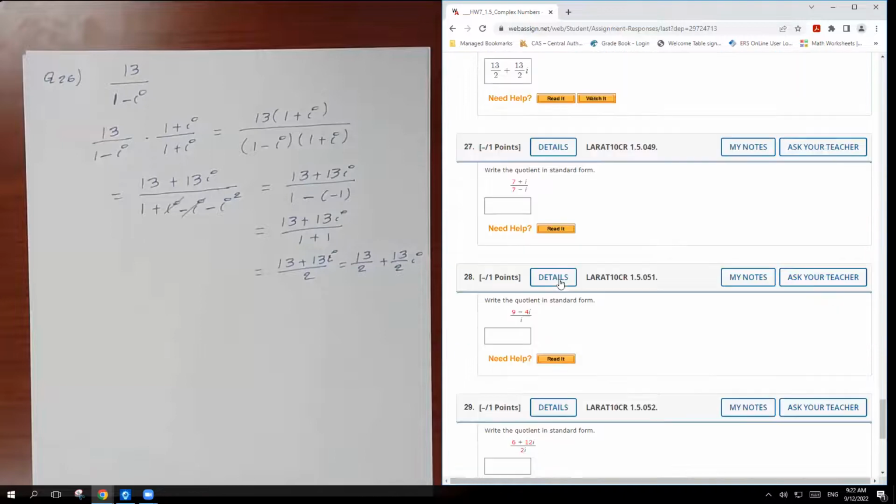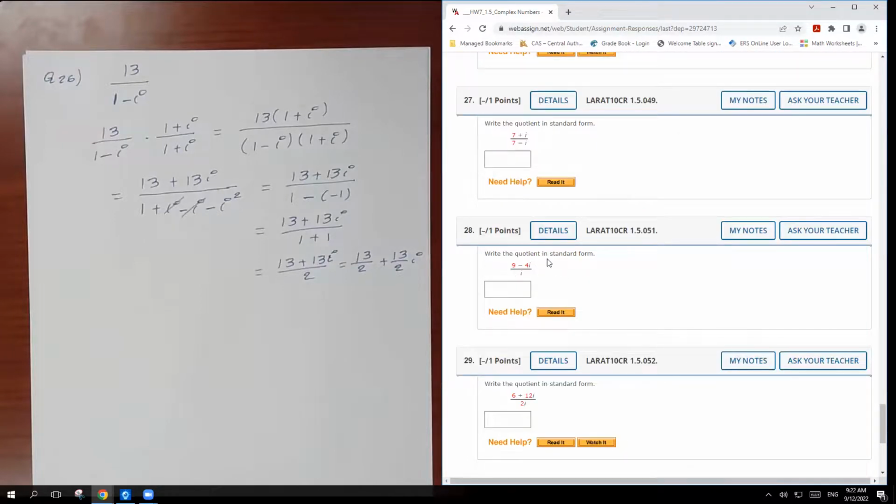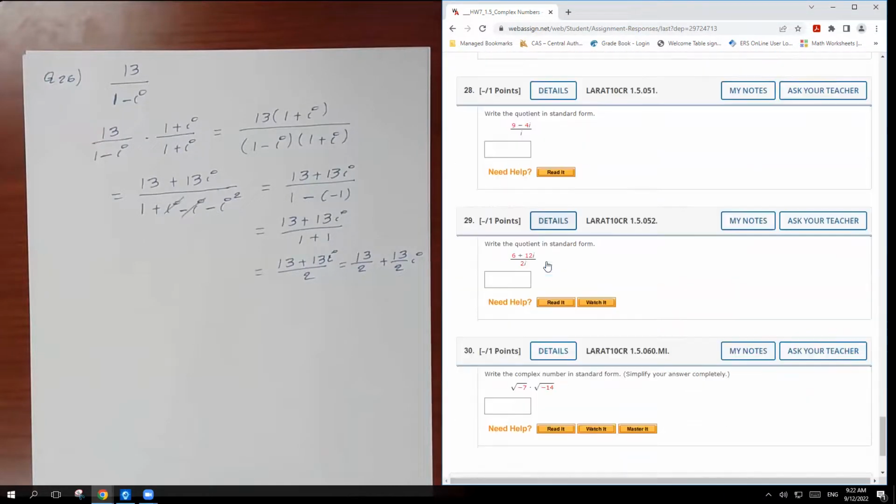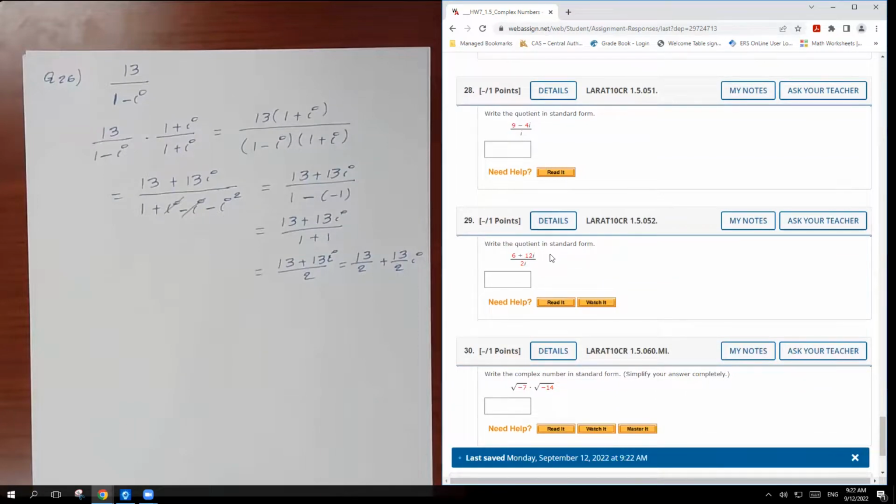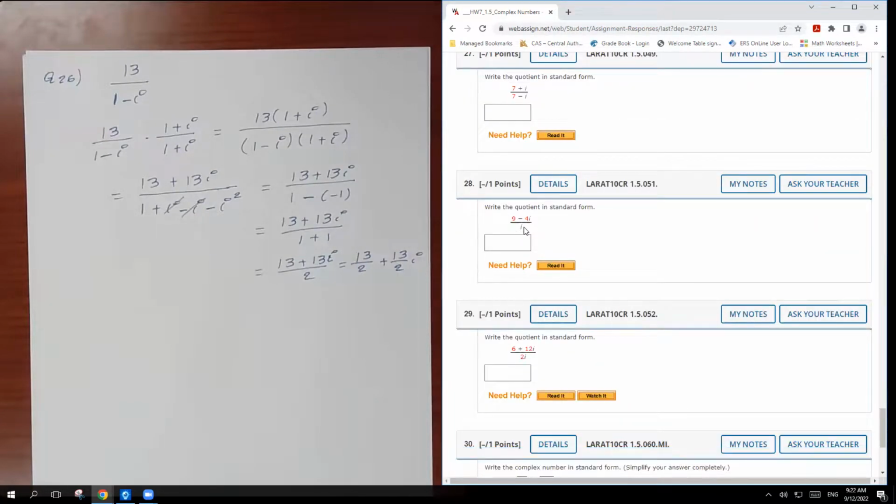27 is going to be exactly the same thing. 28, exactly the same thing. 29, exactly the same thing. But the conjugate for this number is going to be negative i. I'm going to multiply by negative i. Let's do example 28.